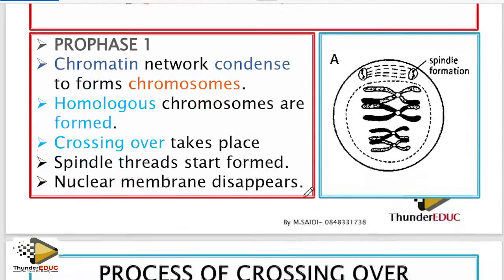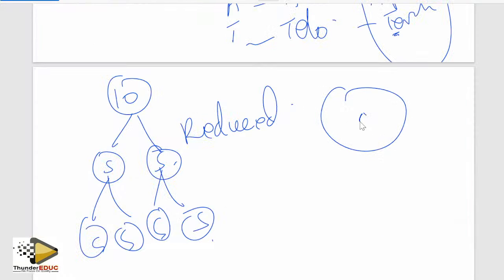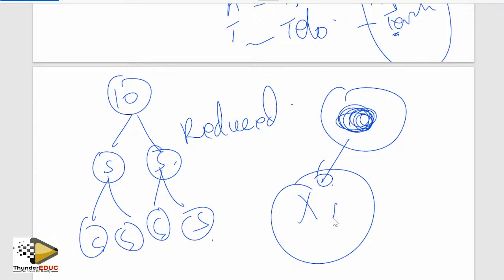So what happens during prophase 1? The chromatin network will condense. Condense means shortening. They become visible. You are able to see them because they have shortened. Now look, at first it was a chromatin network. When it shortens, we can see now the chromosomes. It doesn't stop there. The ones which look alike, they will come together. This and this, this and this. So they will be like this.